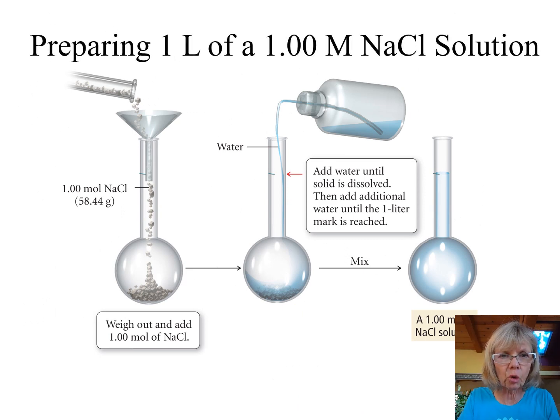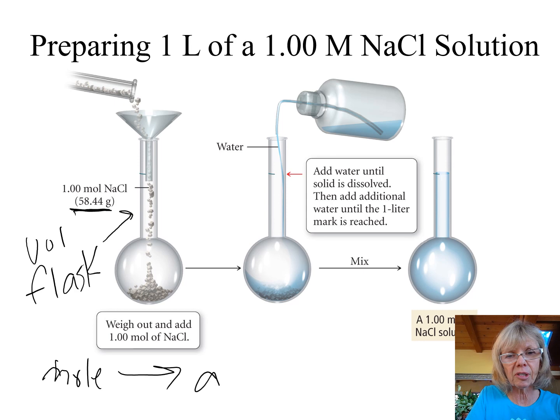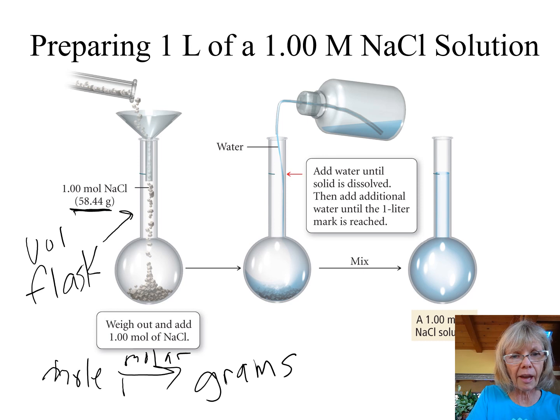Now when we go into the laboratory, we don't actually have scales that measure in moles. Our scales all measure in grams. So in this slide, we're showing that you can actually weigh out 58.44 grams of salt and put that into this volumetric flask. So in order to convert 1 mole to grams, we'd have to use a molar mass that we've learned before. So moles to grams. Use your periodic table to determine the molar mass of sodium and of chlorine and add them together. So that's how we got 58.44 grams of salt.